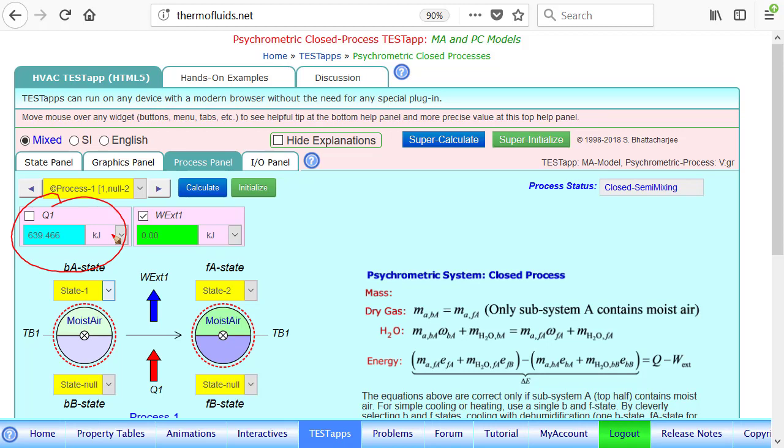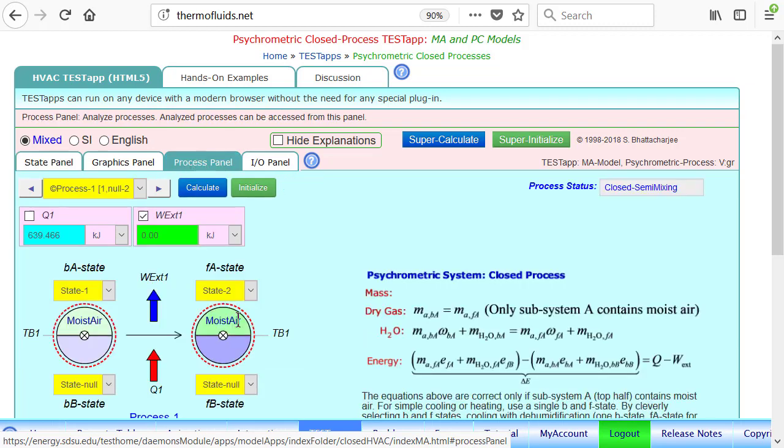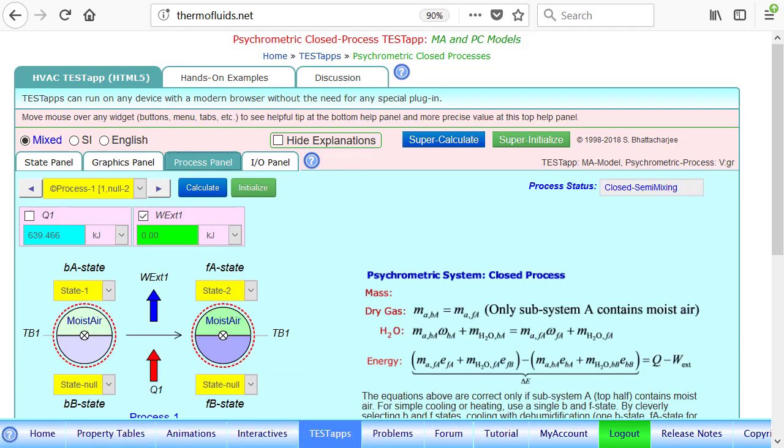So solving this problem is nothing different from any other closed process problem, except it involves moist air and therefore a number of complicated concepts. But imagine this same problem, instead of heating, we're cooling. Then the problem will become a lot more complicated, because in that case, there may be a possibility of condensation. In that case, the final state will have moist air and some liquid H2O. So that's how the app is designed in this manner. In the next problem, we'll solve a similar problem where we'll have condensation in a closed system.